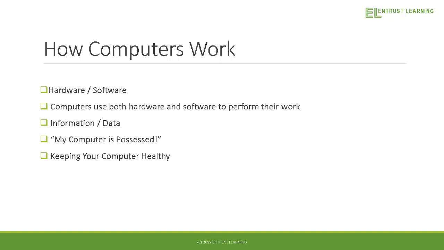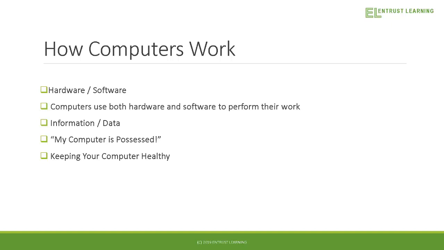Now, think of hardware as the physical pieces of the computer. This includes, of course, the monitor, the CPU, the keyboard, the mouse, and so on. Now, the software, on the other hand, consists of programs that are used to interact with that computer itself, and of course interact with the hardware inside of the CPU.